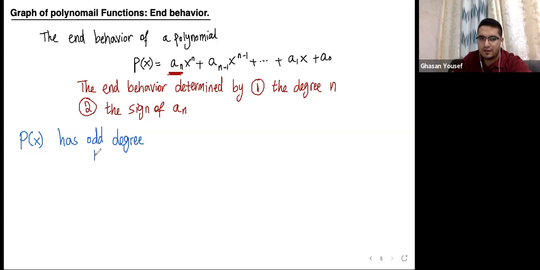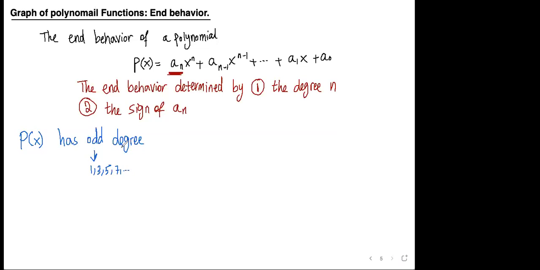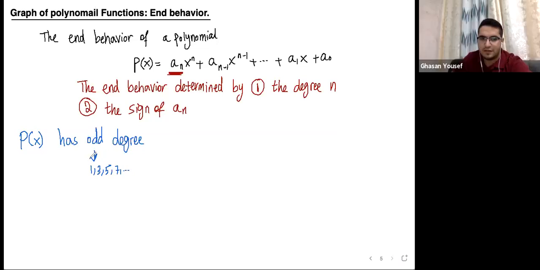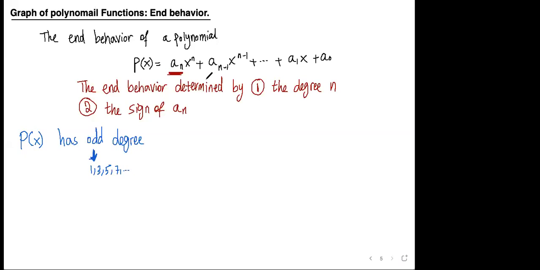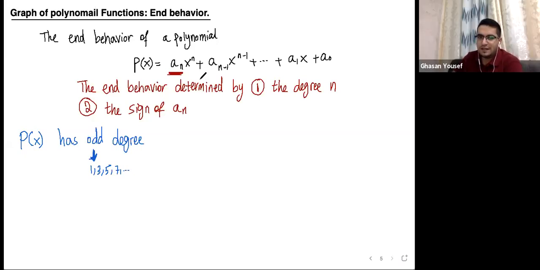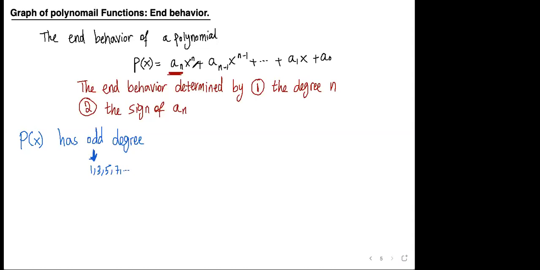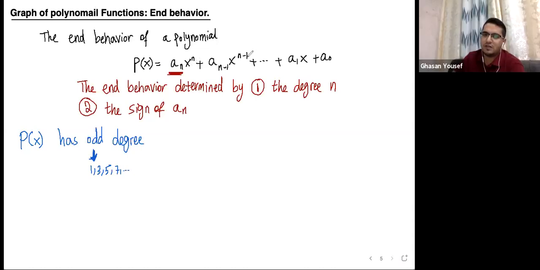What is the meaning of odd again? 1, 3, 5, 7, etc. Degree. What is the meaning of degree? What's the meaning of degree? Exponent. But which exponent is this? An exponent in the polynomial? Is it the n value, maybe? Yes, n. But why did you choose n? Why did you not choose n minus 1?